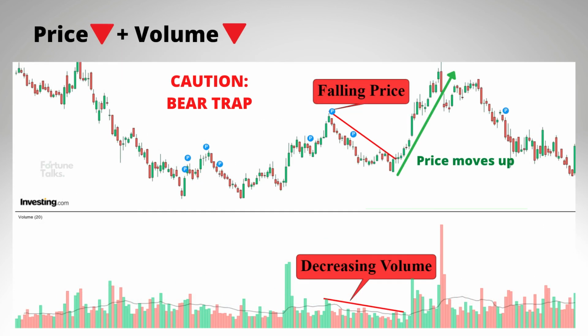So this is a case where you have to be cautious if you are planning to sell the stock, as it could lead to a possible bear trap. That means if you have shorted a stock, there is every possibility that the stock can reverse and go against your trade. Now that is it for this video, guys.